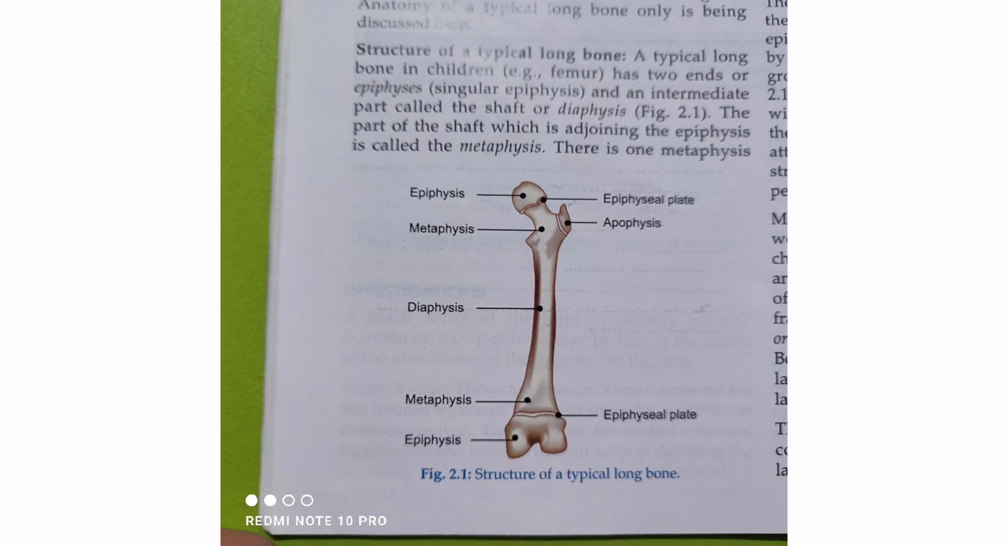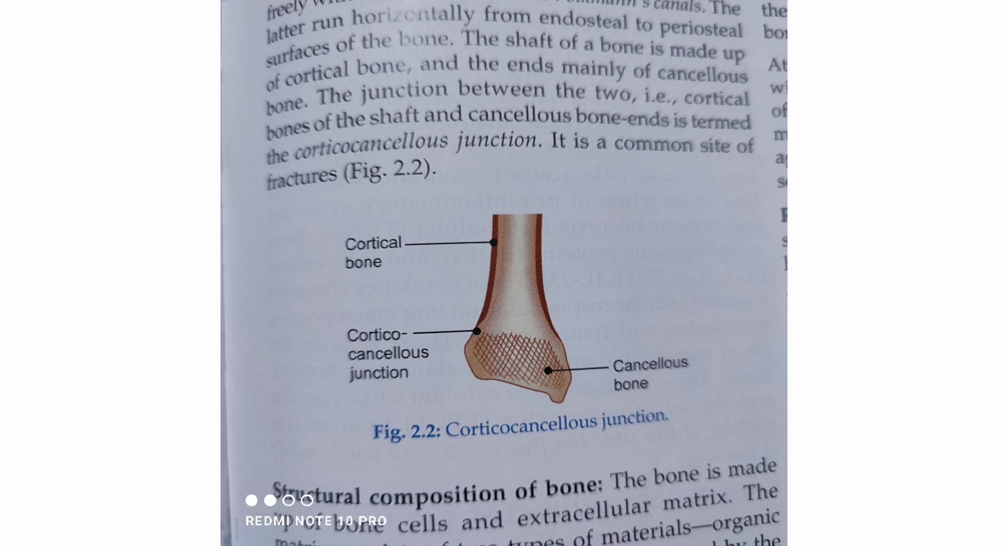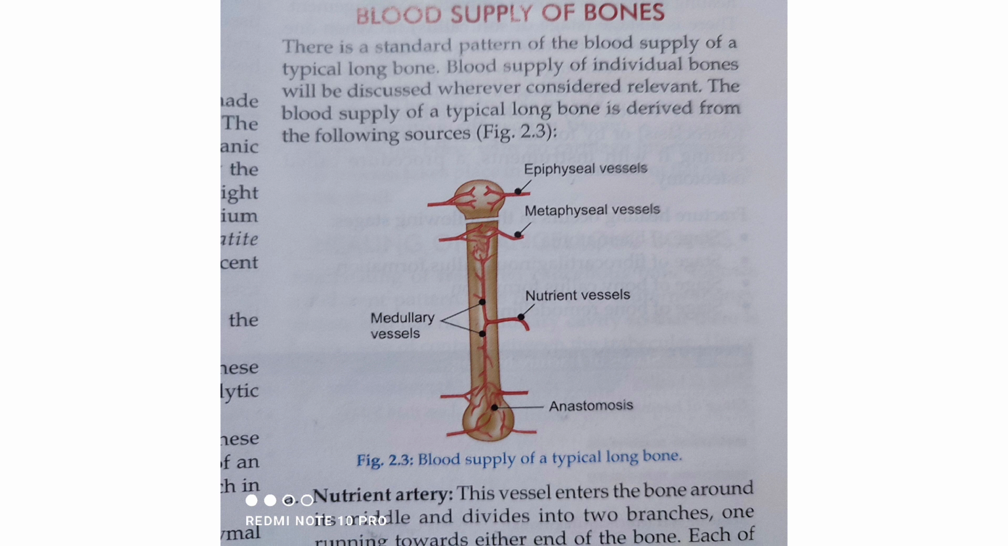Here, this one is epiphyseal plate. This one is epiphysis, metaphysis, diaphysis, epiphyseal plate, structure of typical long bone, and this one is apophysis. This one is cortical bone, cortex, corticocancellous bone, corticocancellous junction, cancellous bone.